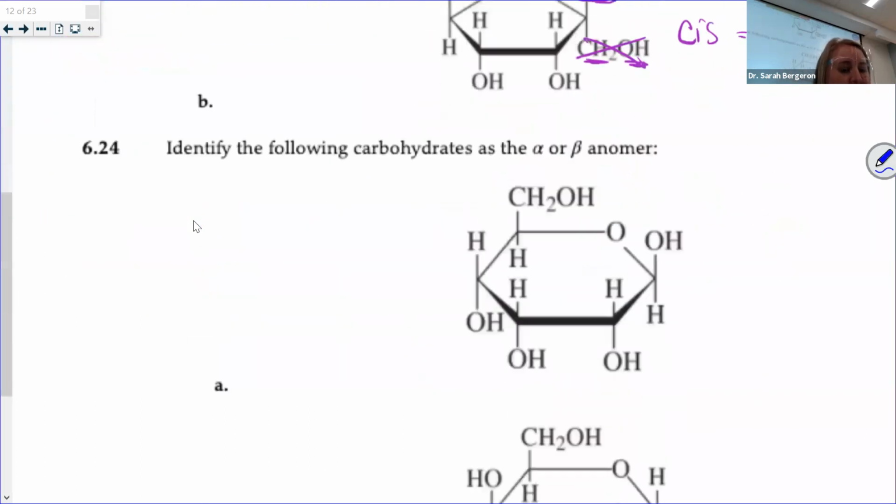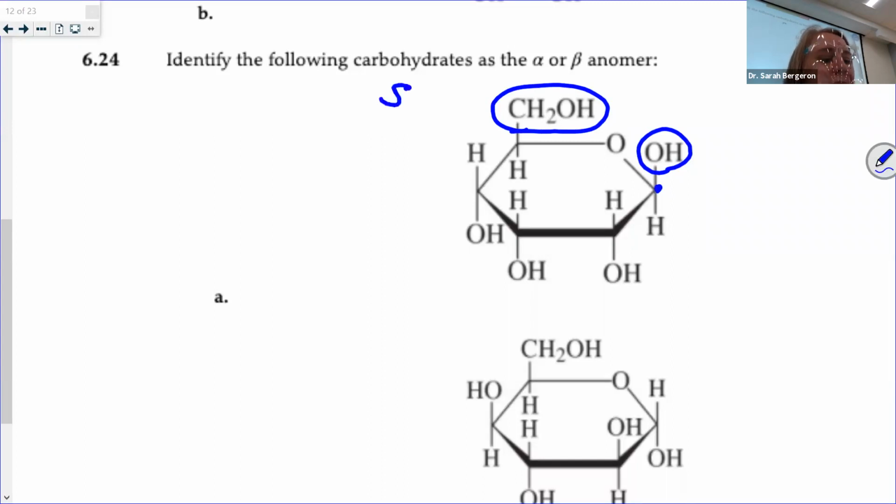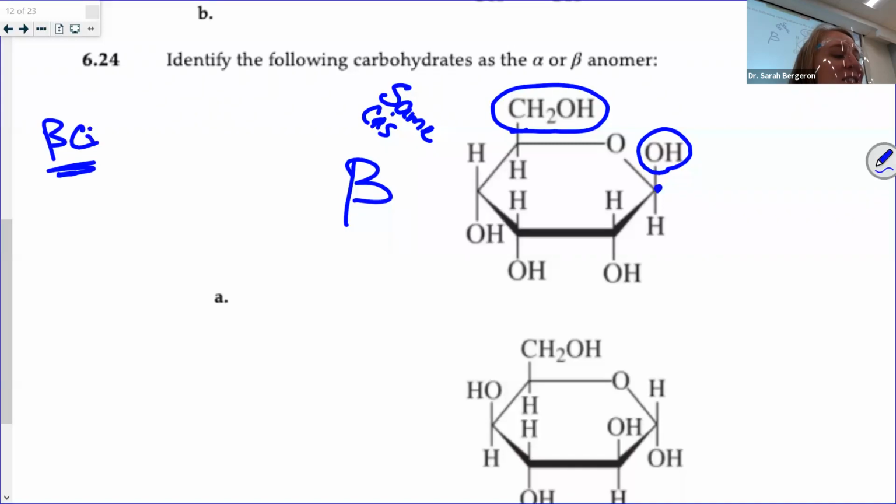So let's go try some new ones. Here we go. Take a look at the molecule in A. Is it the alpha or the beta anomer? If we look, we find our anomeric carbon, we find the hydroxyl attached to it, we find the carbon that's sitting on top of the ring, and we compare them. Are they the same side or different? They're on the same side, and so normally we would call that cis, but we're not going to call it cis anymore, we're going to call it beta. The way that I remember this is the alphabet, right? A, B, C, D. So beta and cis go together.